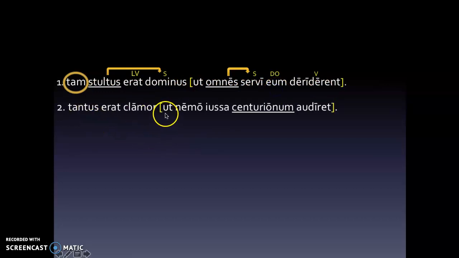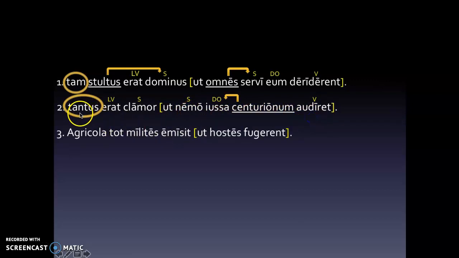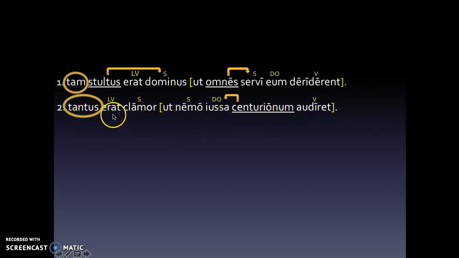All right, here we have our result clause. Starts with an ut, ends with a subjunctive. We know that it's a result clause because of tantus, our intensifier right here. Centurionem is a genitive. It's modifying iussa. We've got a linking verb. We've got a nominative subject, another nominative subject inside of the result clause, and our verb. The uproar was so great that no one heard the centurion's orders.